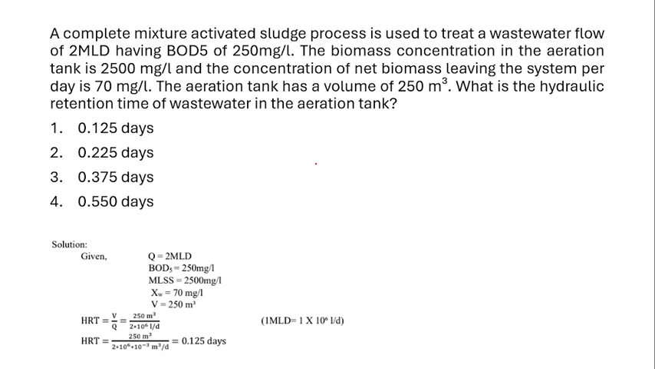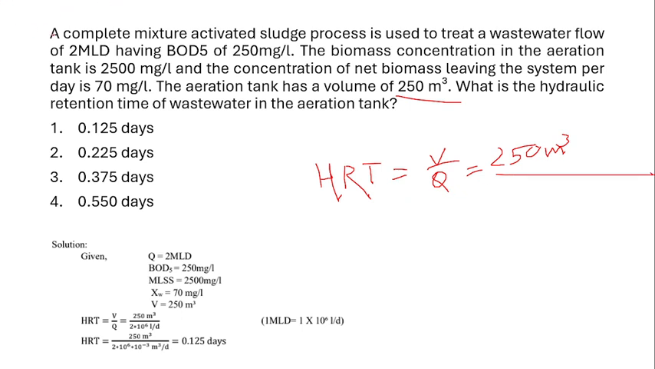So the first question asked is hydraulic retention time, HRT. It's nothing but V by Q, right? So the volume is given as 250 meter cube. That is the volume capacity, which is the volume of the aeration tank. And Q is the flow rate. So the flow rate is mentioned as 2 MLD. So it is 2 into 10 power 6 liter, which is nothing but 2 million liter per day.